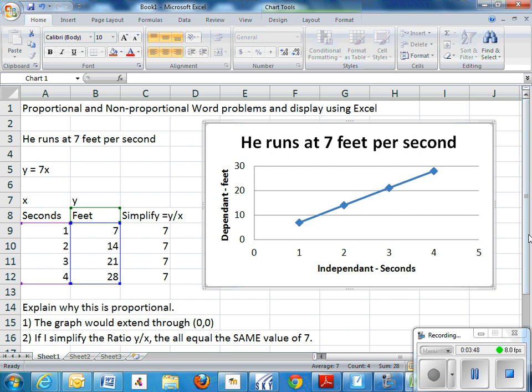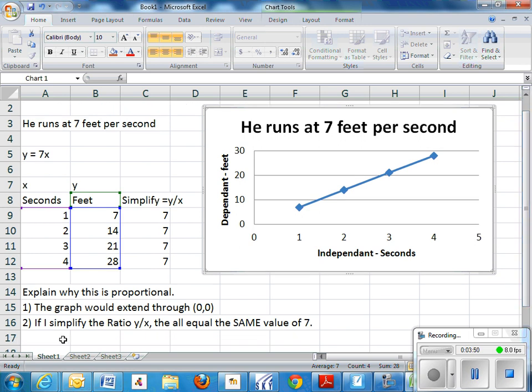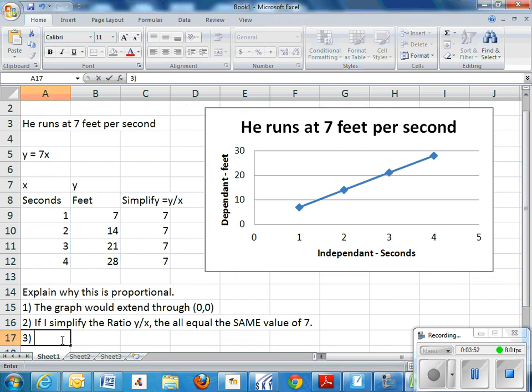The third reason that this is proportional is that the equation y equals 7x has no adding, or you add a 0 to the equation.